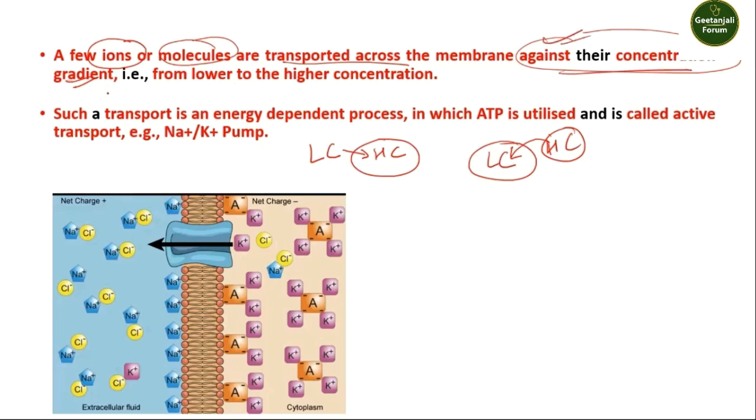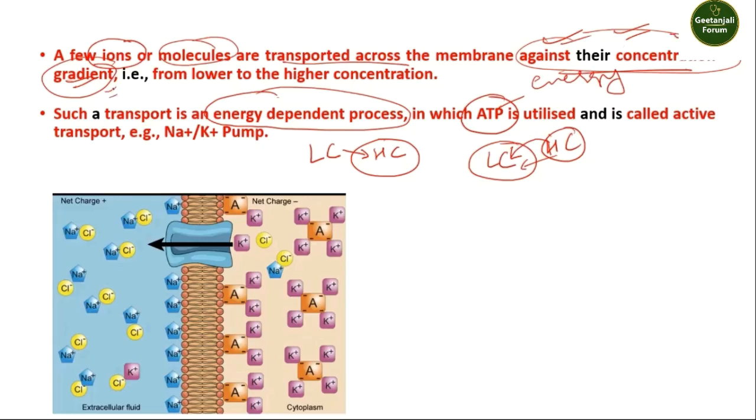For this movement against the concentration gradient, it requires energy. It is an energy dependent process, and here ATP is utilized. ATP is energy. This energy is used in this process because movement of the molecule is against the concentration gradient. It is opposite to the concentration gradient. This is called active transport. For example, the sodium potassium pump.